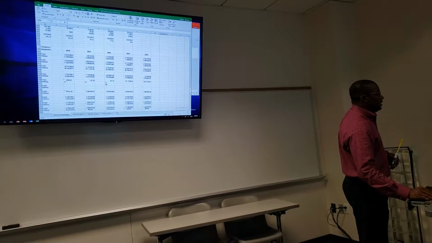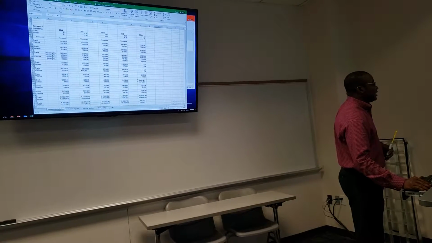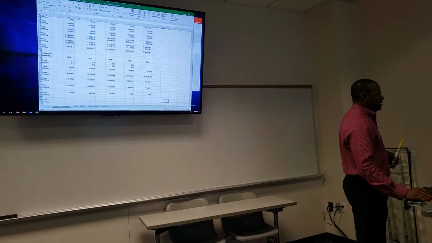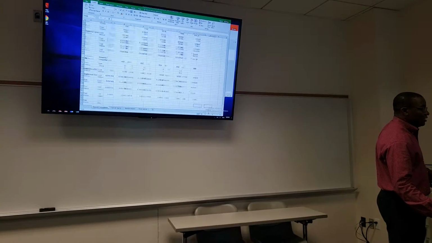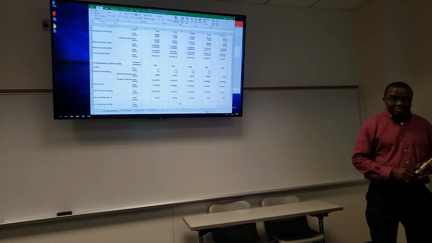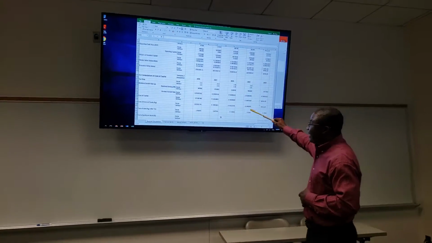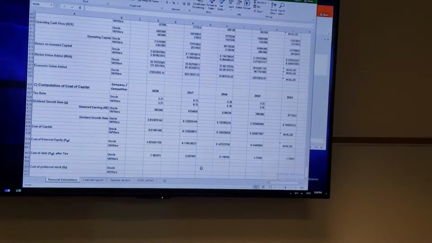So the next thing that we did after that is computation of the cost of capital. Okay, and these are the statistics that I have from the cost of capital that I computed.